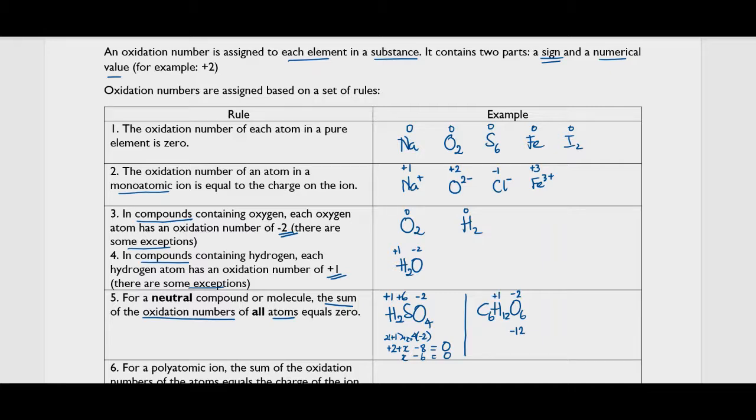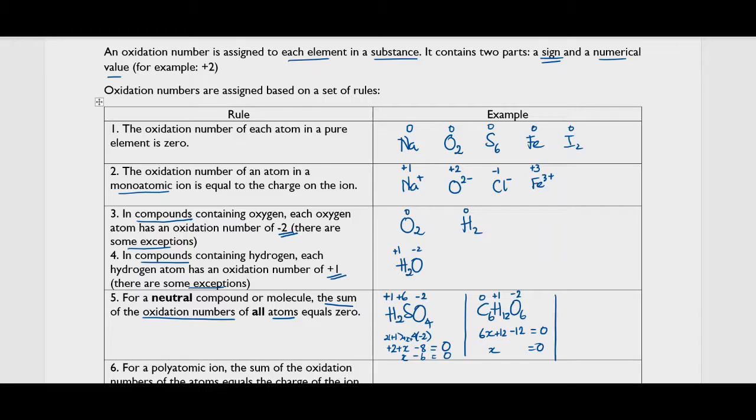Hydrogen, each hydrogen is positive 1, so 12 hydrogen will be positive 12. And let's just assume that the oxidation number of carbon is X, so I have 6X here. And 6X plus 12 minus 12 is supposed to equal 0 because this molecular compound is neutral. So 6X equals 0, which means that the oxidation number of carbon in this case is actually 0. So even when it is in a compound, it is possible for the oxidation number to be 0 if everything else has already cancelled each other out.